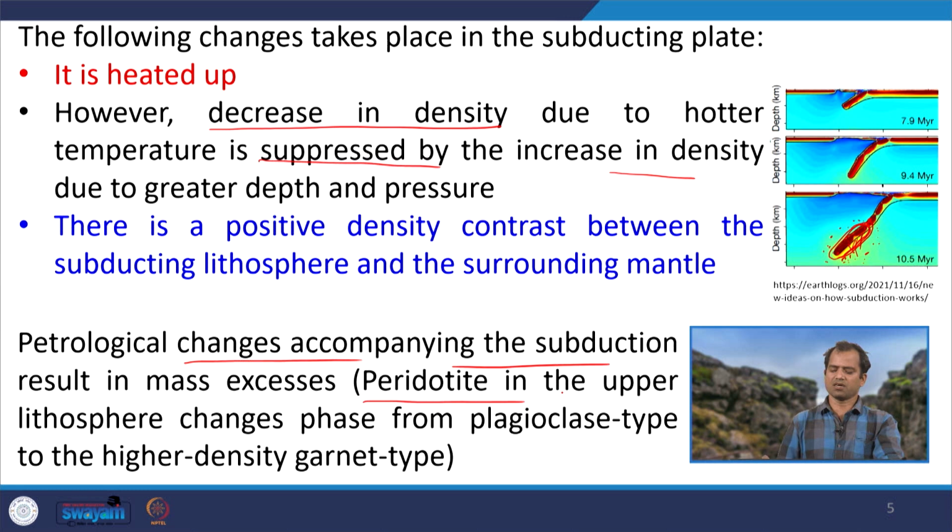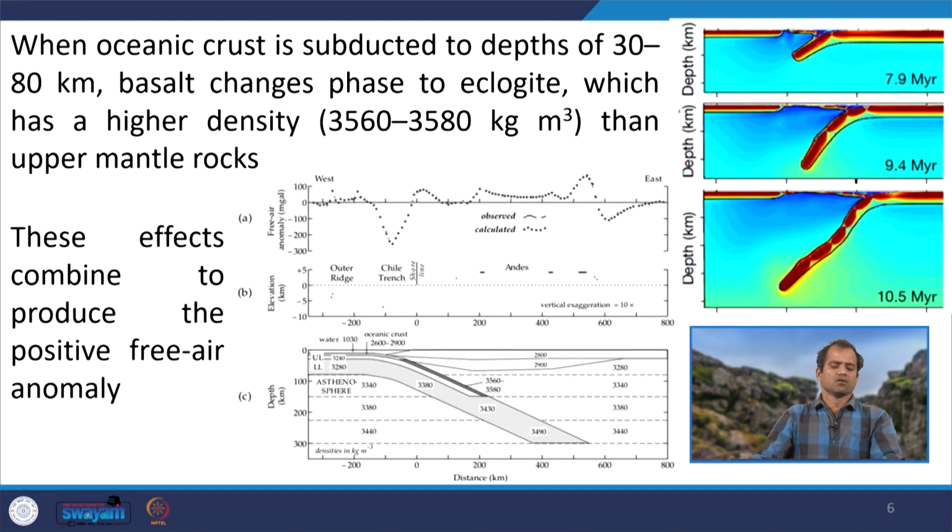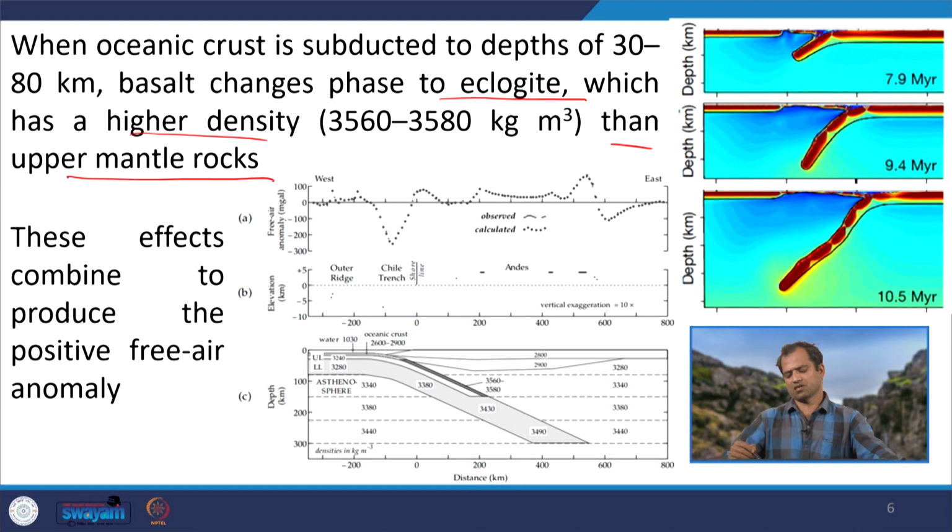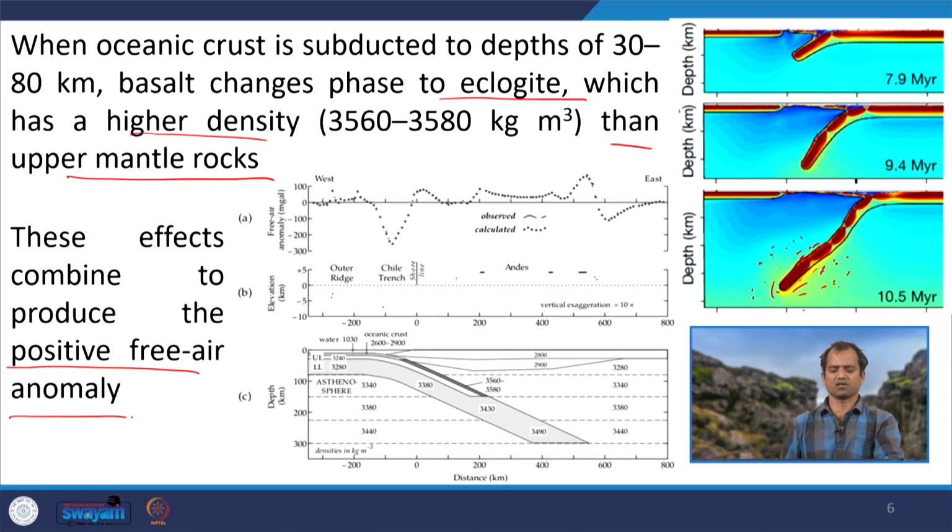this mass excess is expressed here. Peridotite in the upper lithosphere changes phase from plagioclase type to the higher density garnet type. When oceanic crust is subducted below 30 to 80 kilometer, basalt changes to eclogite, which has a higher density, and that is then the upper mantle rock that we are talking about. This becomes high density compared to the surrounding asthenospheric material. So, these effects combine to produce the positive free air anomaly, because we have less dense rock here and we have high density rock here. That is why it is creating positive free air anomalies there.